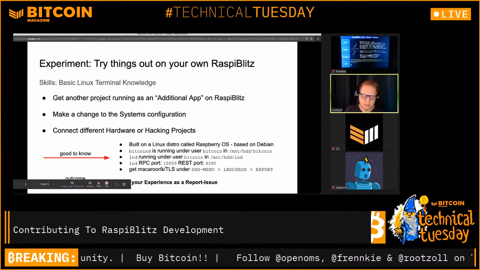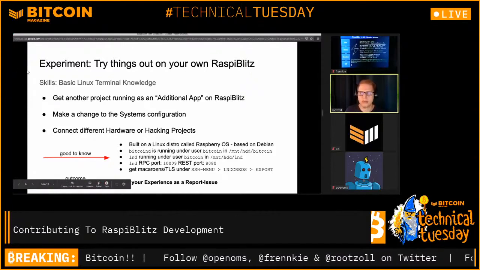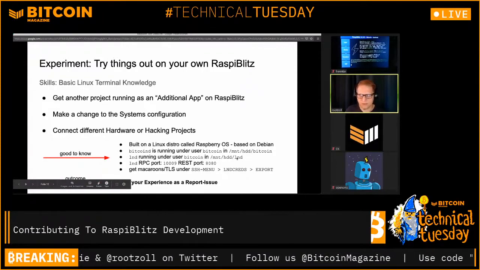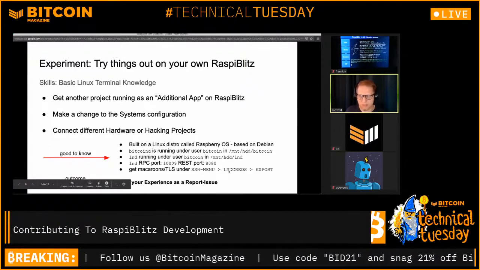And then if you need the macaroons and TLS certs to connect other apps to it, take a look in these directories in the LND directory and find where they are, or even take a look if you want to export them and put them into a configuration somewhere.